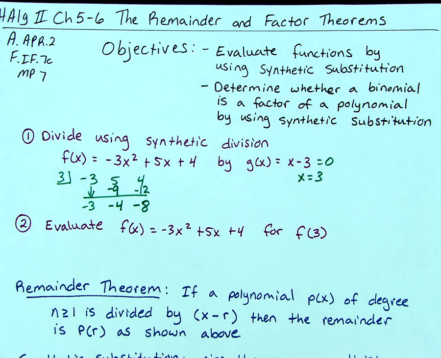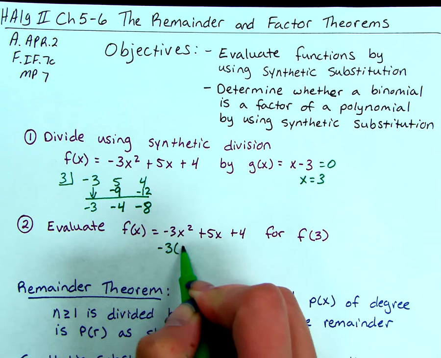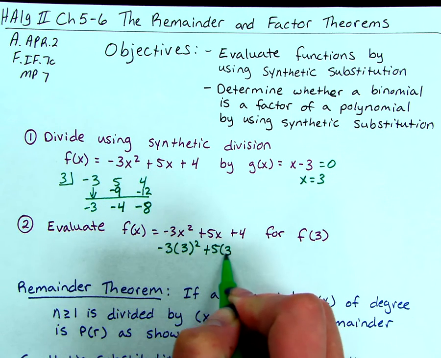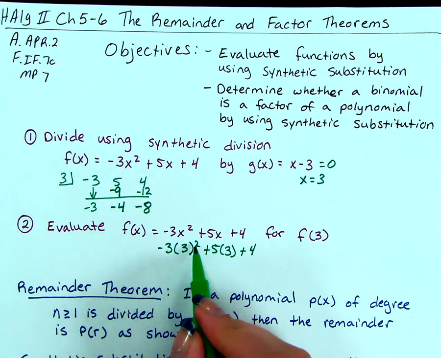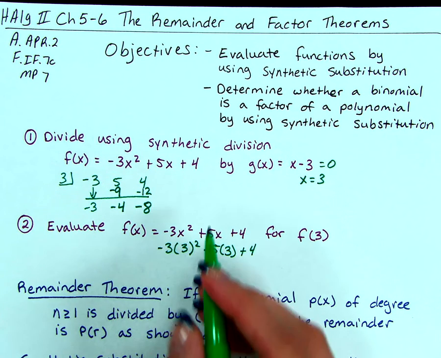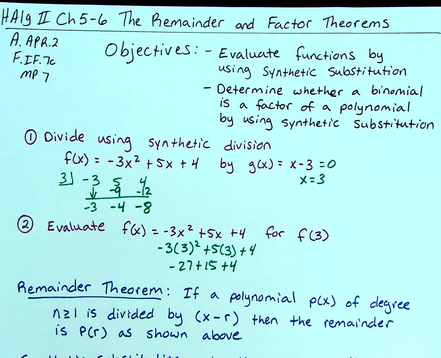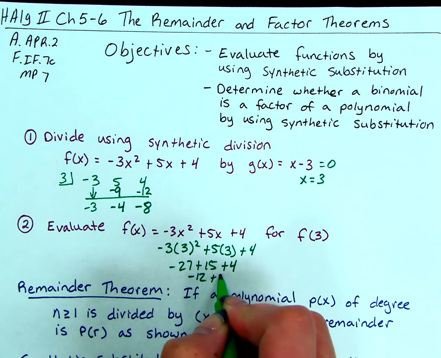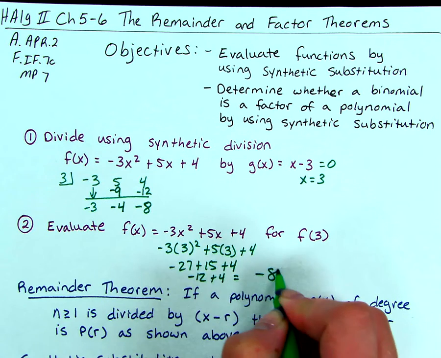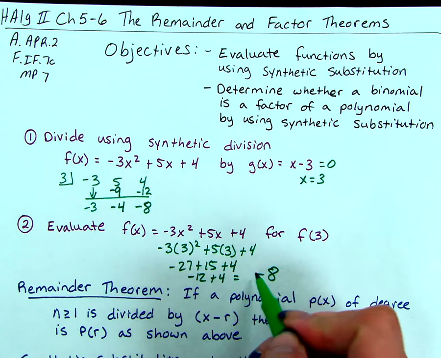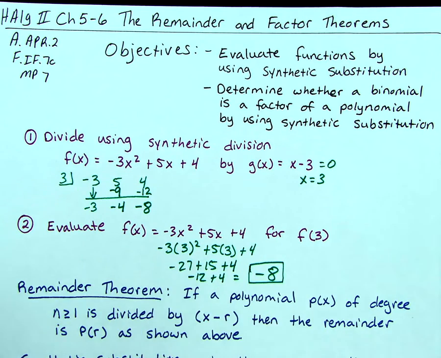Here it says to evaluate. When I'm looking at this, we're evaluating for 3. That means to replace all of the x's and simplify as much as you can. So -3 times 3 squared plus 5 times 3 plus 4. Again, power first, so 3 squared is 9. 9 times -3 is -27 plus 15 plus 4. If we continue to add, -27 plus 15 is -12, plus 4 gives us -8.